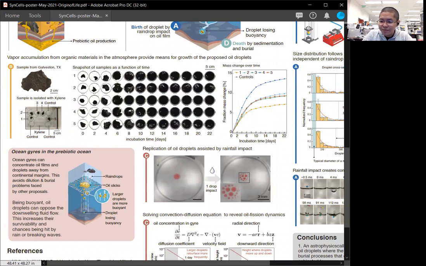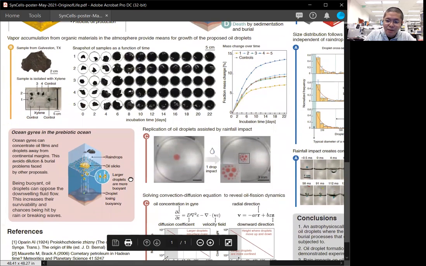Here, we use a sample of organic tarball from Galveston, Texas, isolated with xylene to represent oil droplets in the prebiotic atmosphere. We can see mass increase over time here, which indicates the growth. And the last one is the most interesting one.